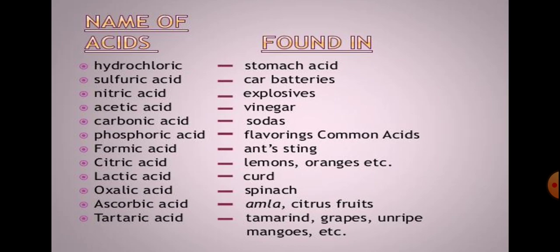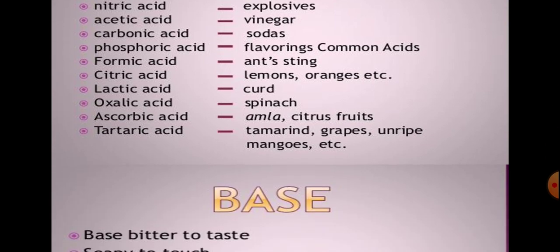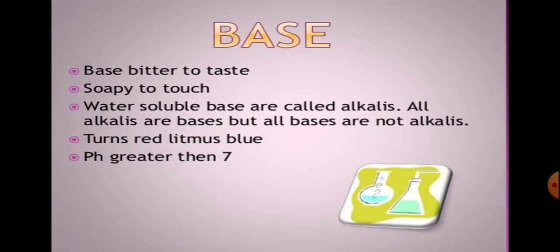Now, these are names of some acids and where they are found: hydrochloric acid in the stomach, sulfuric acid in car batteries, acetic acid in vinegar, carbonic acid in soda. Now, bases. What are bases?